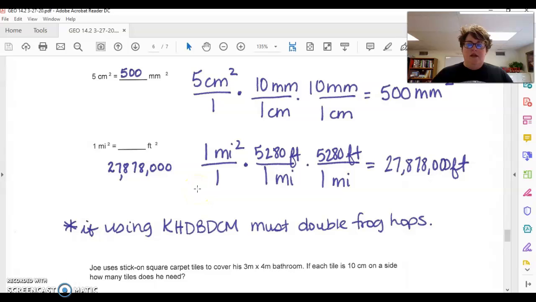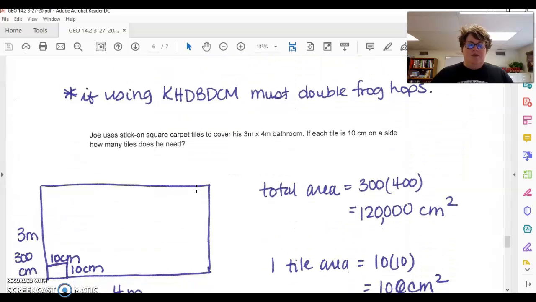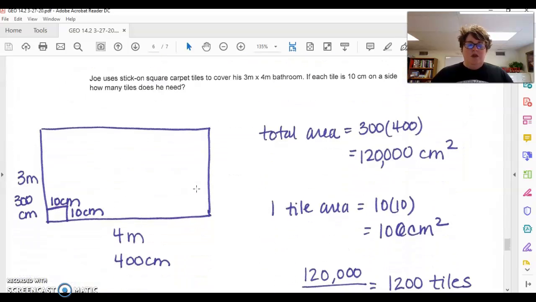Okay, so here's an example. Joe uses stick-on square carpet tiles to cover his 3 meter by 4 meter bathroom. If each tile is 10 centimeters on a side, how many tiles does it need? So I drew a picture. So he's 3 meters by 4 meters, and then one carpet tile is 10 by 10.